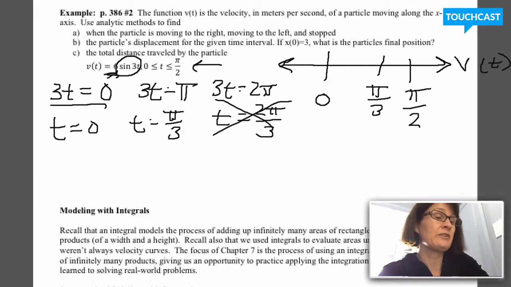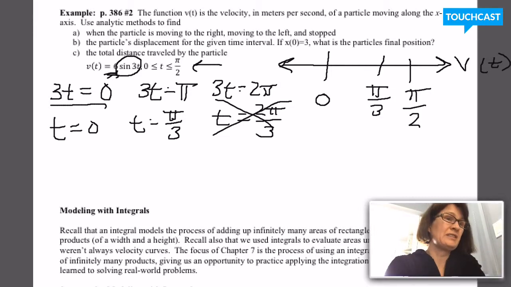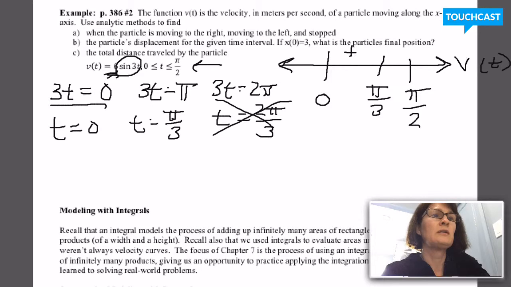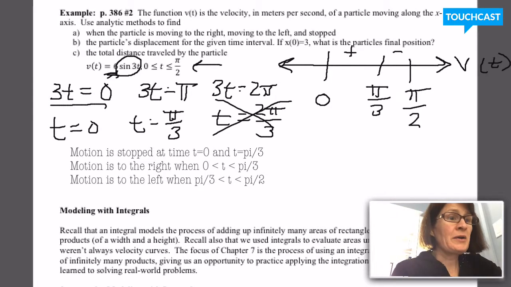Now I'm going to make a sign chart, so I need to figure out, for each of these sections on the number line, is velocity positive or negative? Well, if I just plug in, for example, pi over 4, sine of 3 pi over 4 is the y value. This is positive, and this is negative. So that's my write-up for my final answer for part A. Motion is stopped at time t equals 0 and t equals pi over 3. Motion is to the right when velocity is positive. That was on the interval 0 to pi over 3. And motion is to the left when velocity is negative, which is on the interval pi over 3 to pi over 2.